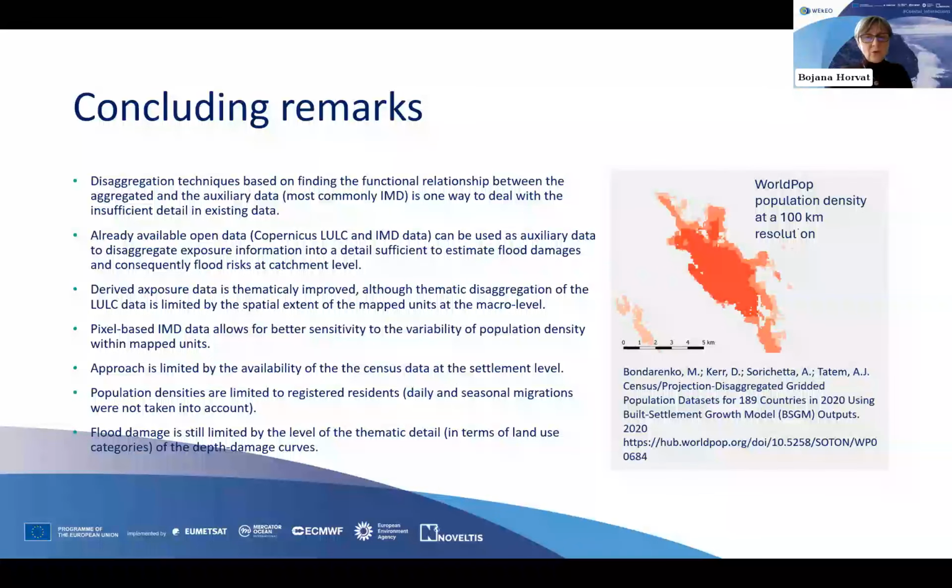And also one drawback in this specific study was that we used census data that registered only the residents that are living at the actual settlements. We didn't take into consideration daily or seasonal migrations due to work or due to tourist season. So in some further steps, this also needs to be taken into consideration.